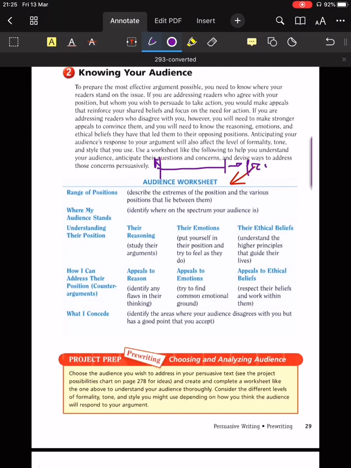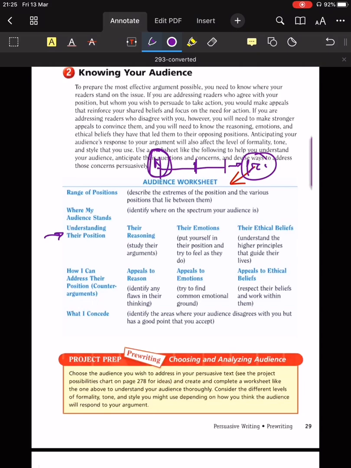Now, I need you also to look at the audience. Where would they fall? Will they want to have freedom of choosing whatever they want to wear, or will they want to stick to the school rules and to the school uniform? Or maybe they could be somewhere in between. So after you draw the spectrum and you see where your audience falls, you have to go to the third step, which is understanding their position.